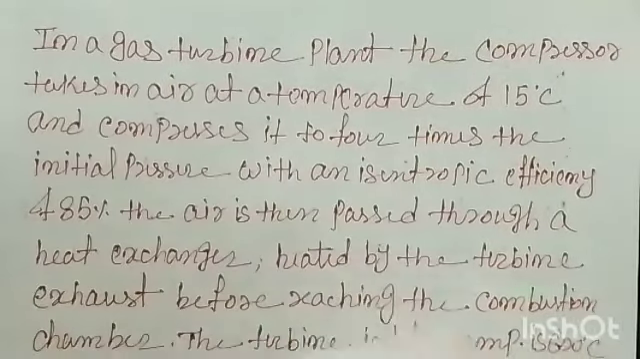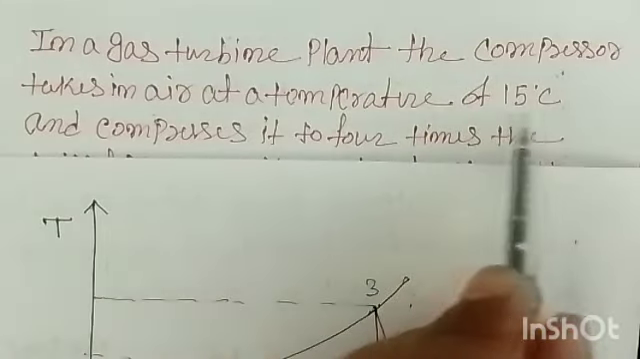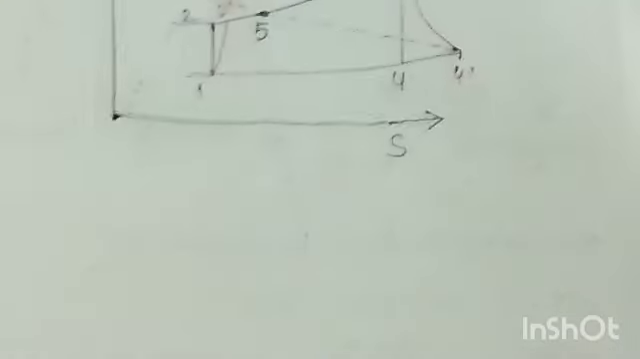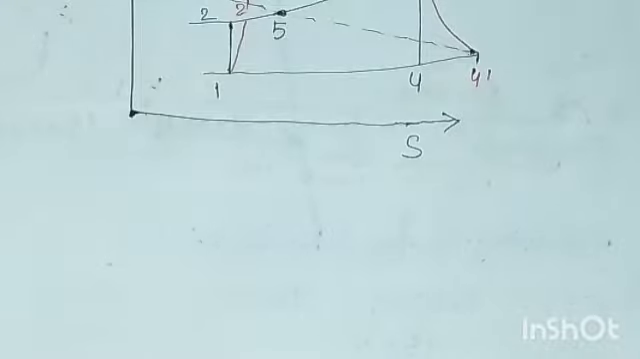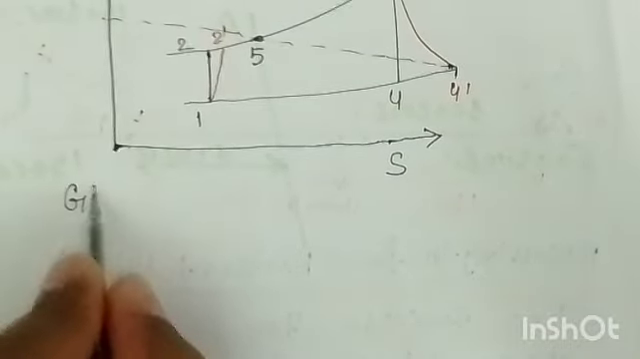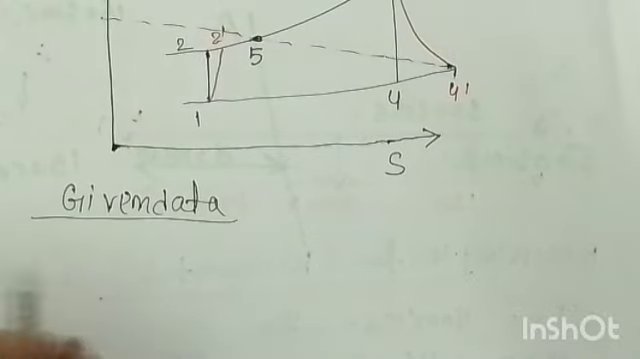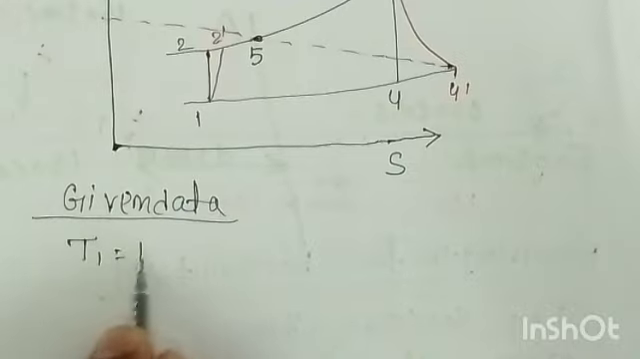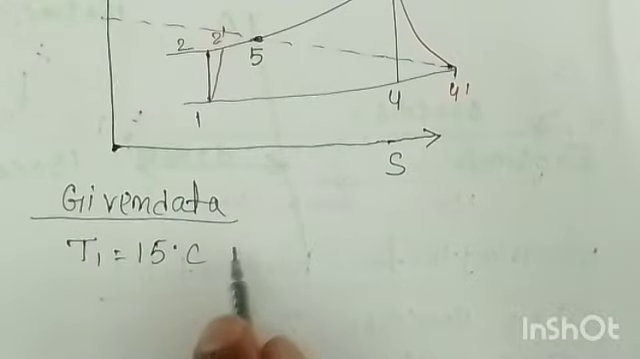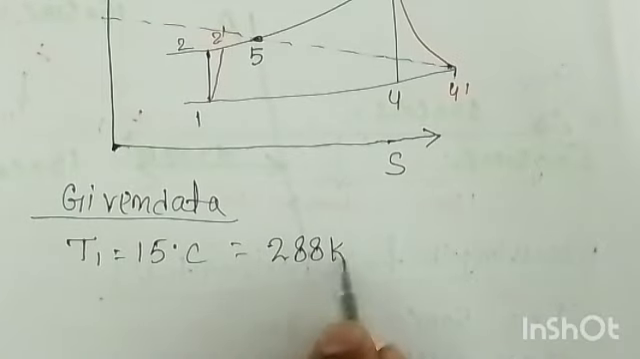Just see, in a gas turbine plant, the compressor takes the air at a temperature of 15 degrees centigrade, which means this temperature T1 is given. So here we can write the given data. T1 is equal to 15 degrees centigrade. Let's convert this into Kelvin: 15 plus 273, that is 288 Kelvin.